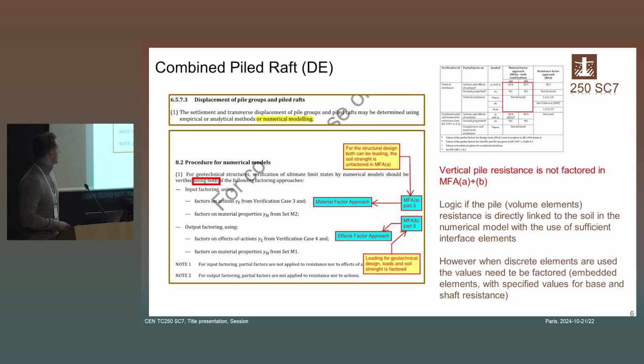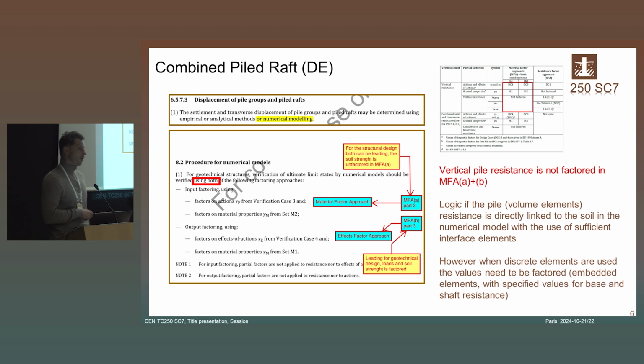If you take a deeper look into the code about numerical models, it's now presented in the first part of the code that you're able to calculate your settlements with a numerical model. And it as well says that you have to use two approaches. In the first part, they call it the material factor approach and the effect factor approach.